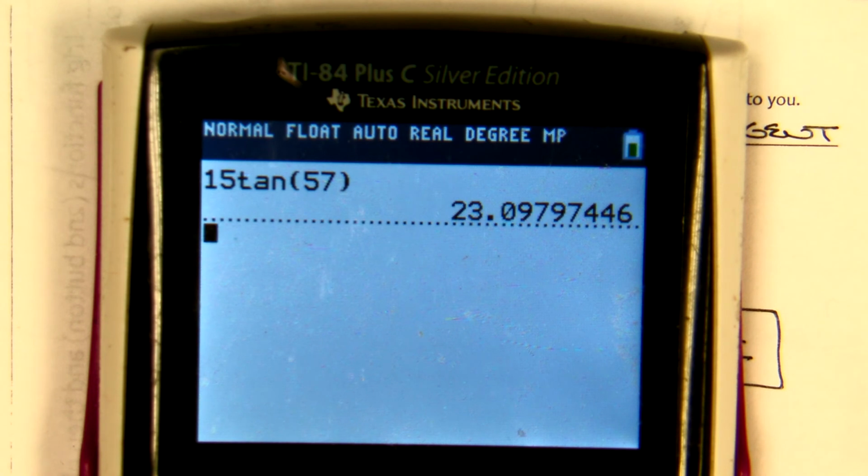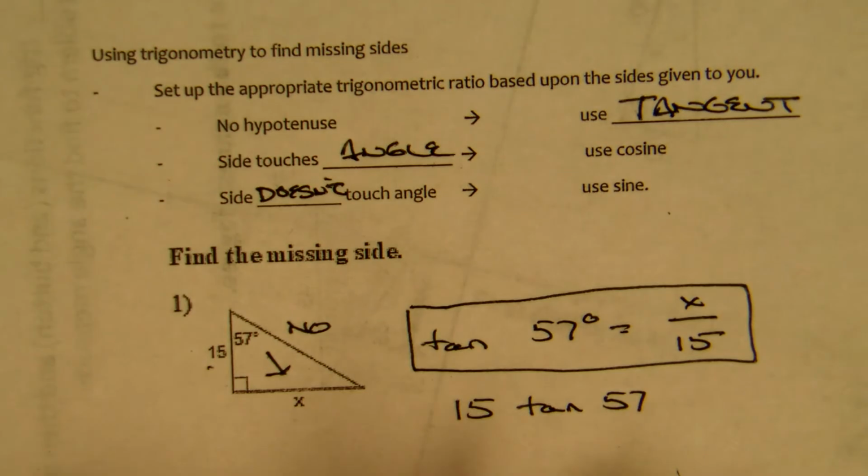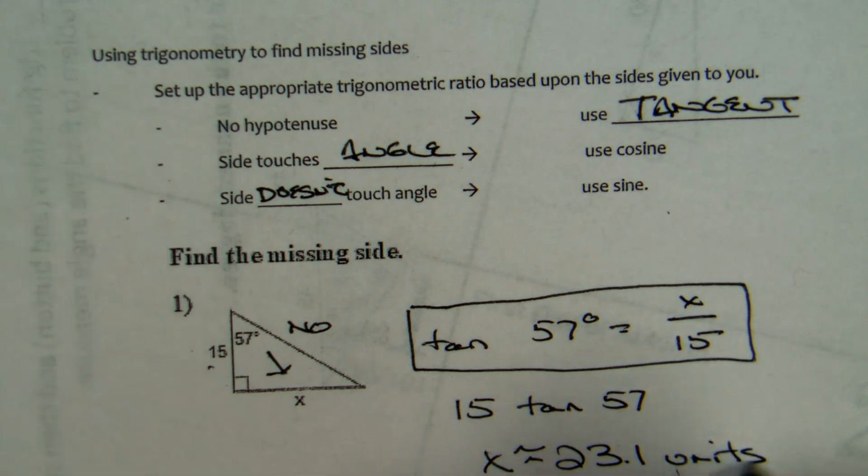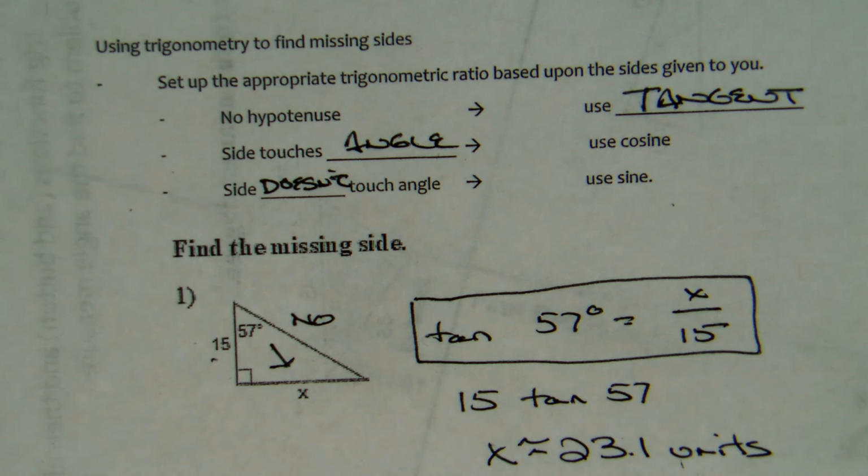And I get 23.09, which if I round to the nearest tenths, I get about 23.1 units. All right, so 1 down, 2 to go.